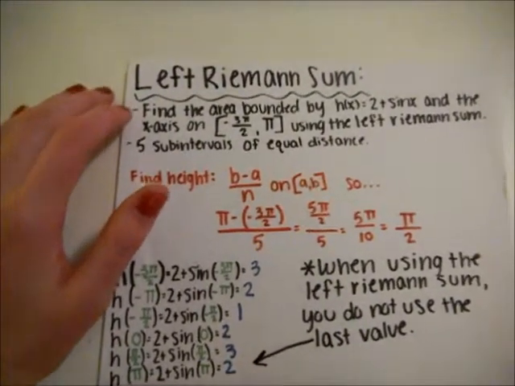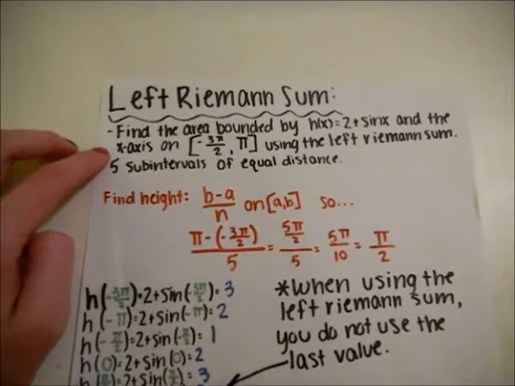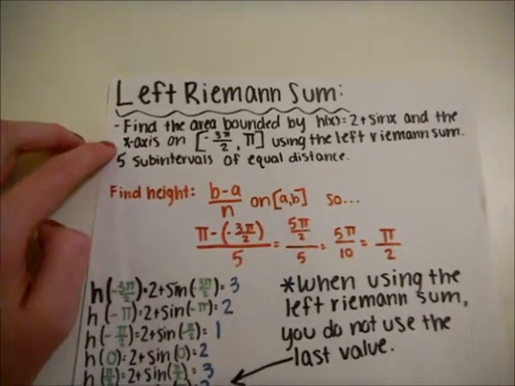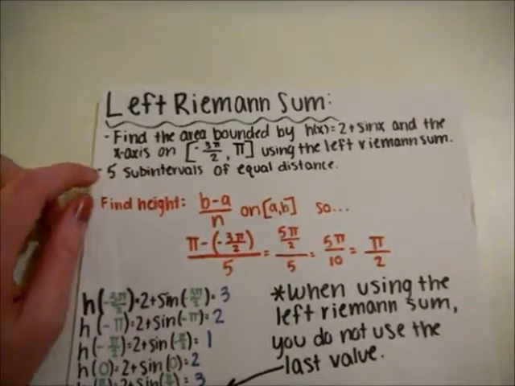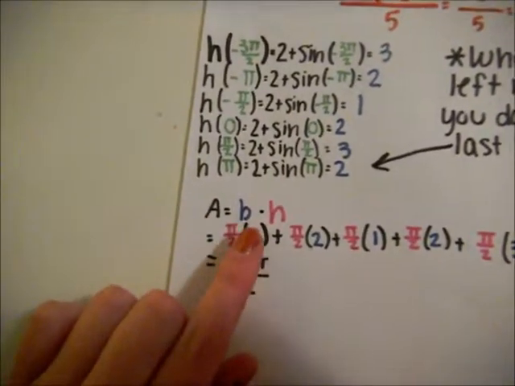Find the area bounded by h of x equals 2 plus sine of x and the x-axis on the closed interval from negative 3 pi over 2 to pi using the left Riemann sum with 5 subintervals. Okay, so we're using the equation area equals base times height.